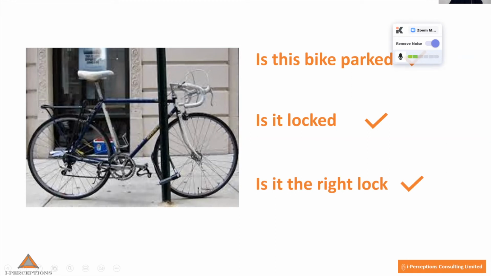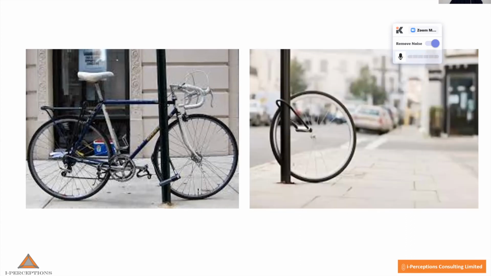Do you do anything different in the US? I put the lock on the frame, not the wheel. Yeah. Okay, slightly different. That's fine. Okay, now, is this bike secured? Yeah. And there you go. That's what would happen in the US, by the way.